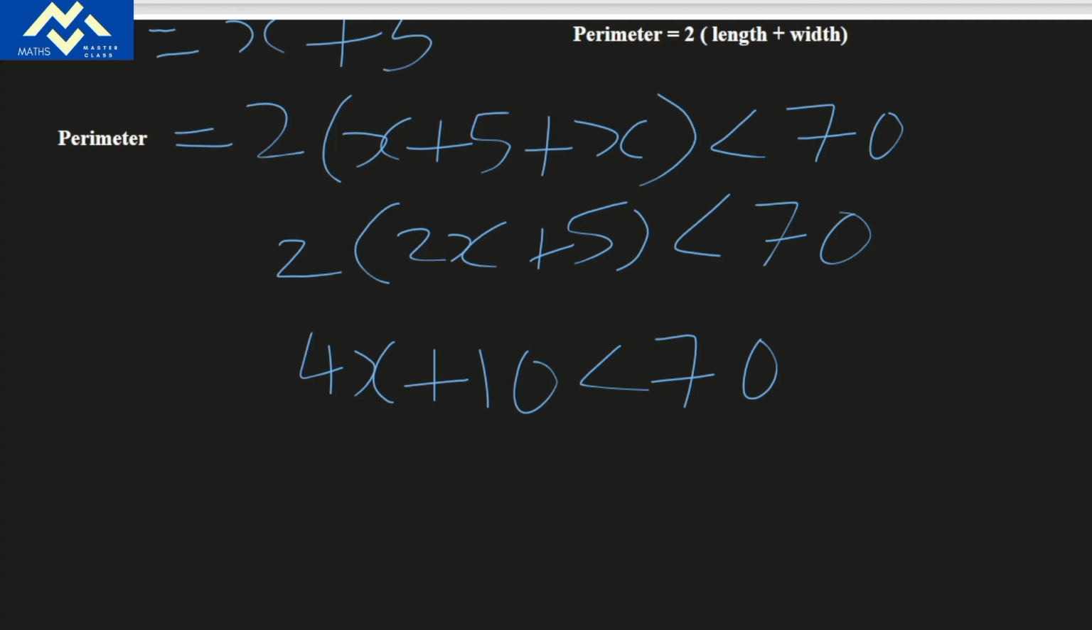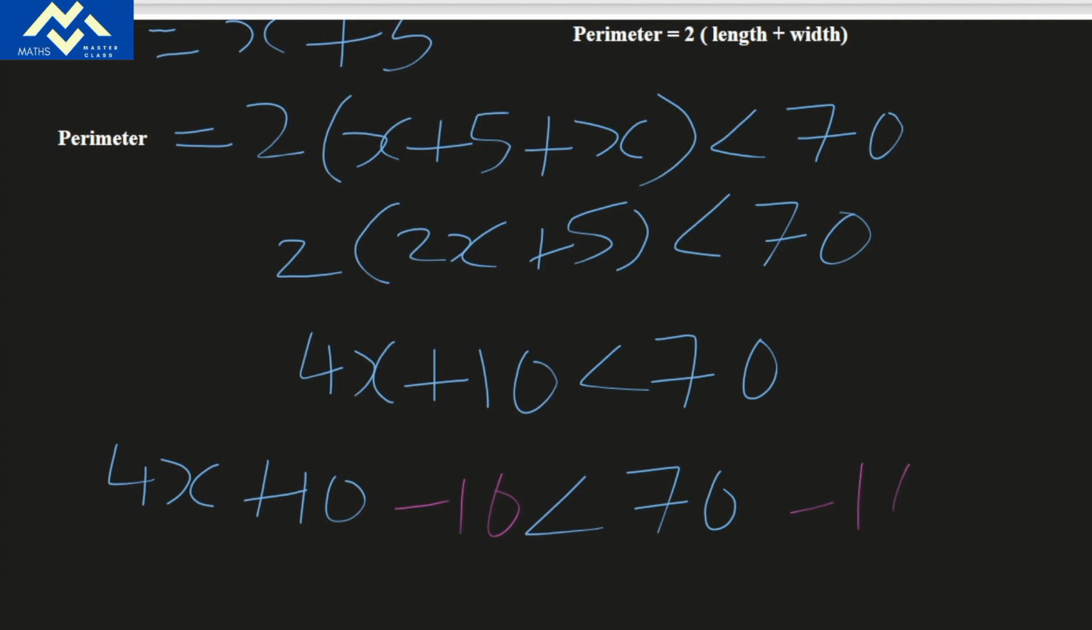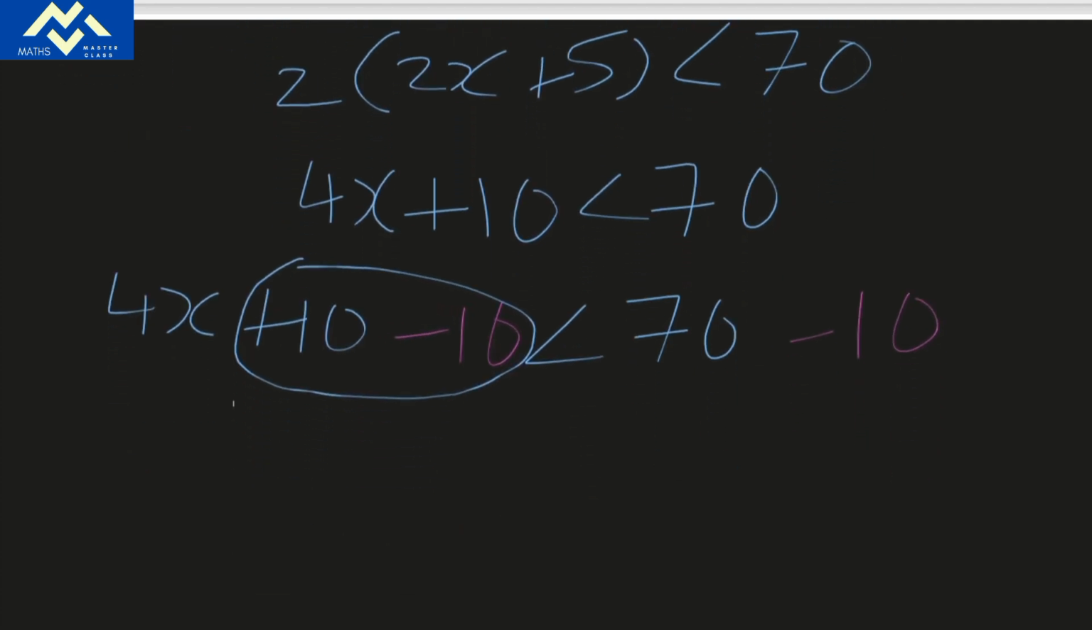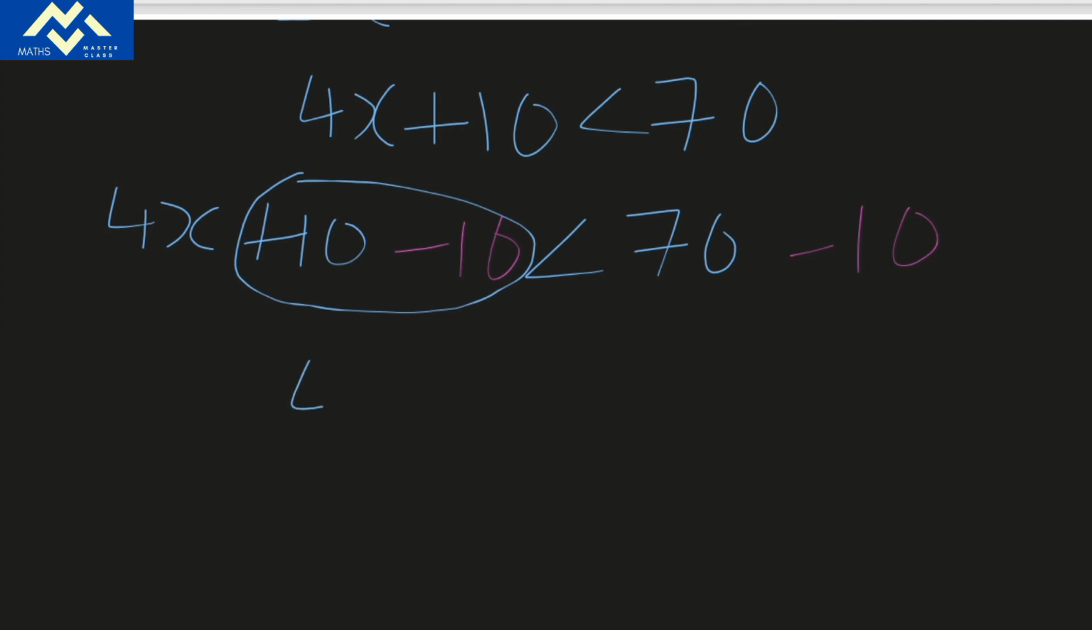Now, we want x by itself. We first need to get rid of the 10. So we subtract 10 from both sides. So we have 4x + 10 - 10 < 70 - 10. 10 minus 10 is 0. So we're left with 4x. And 70 minus 10 is 60. So we have 4x < 60.